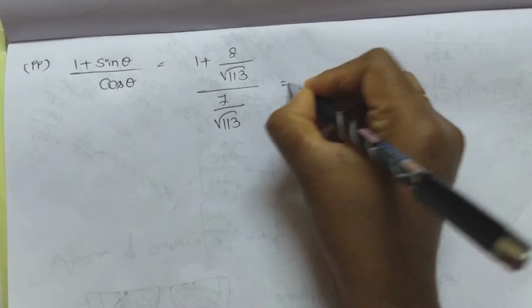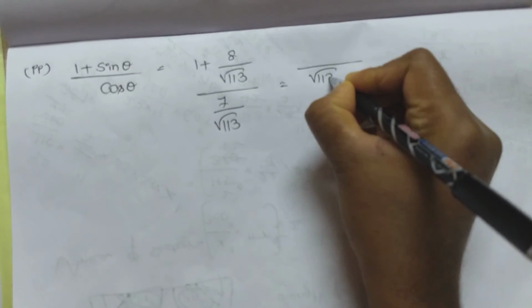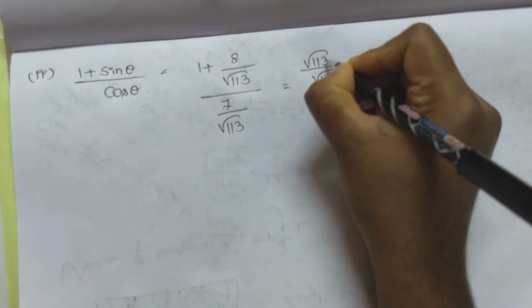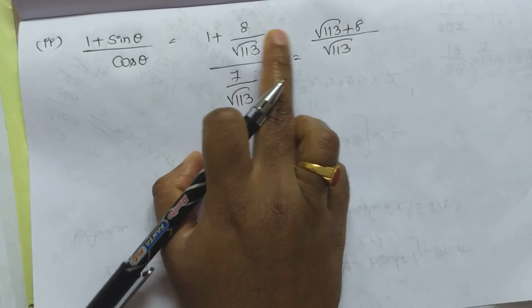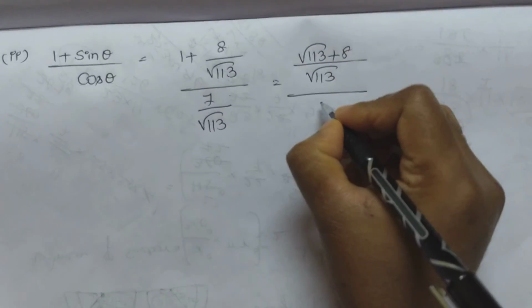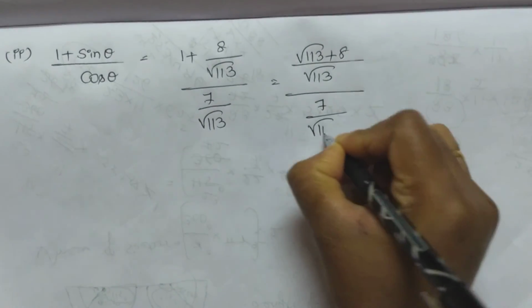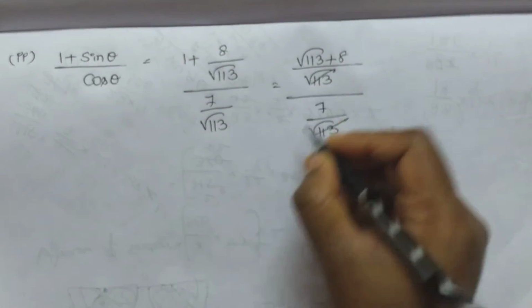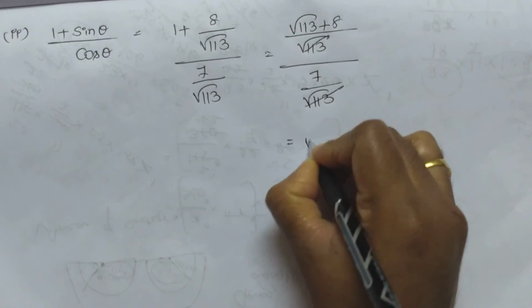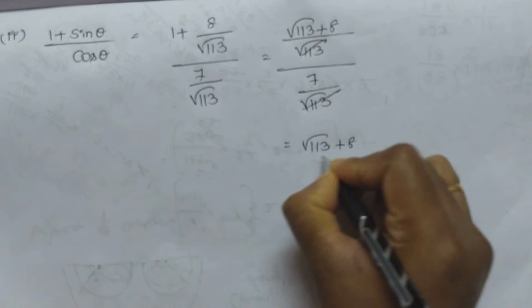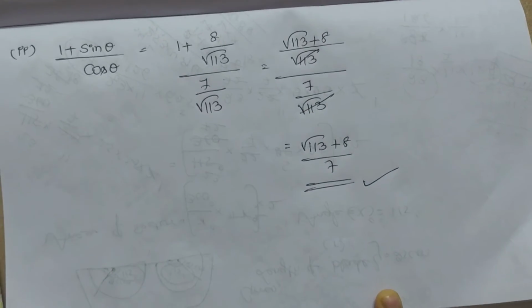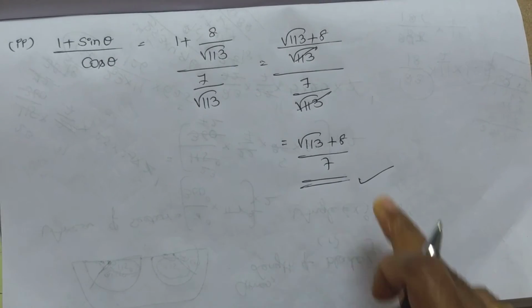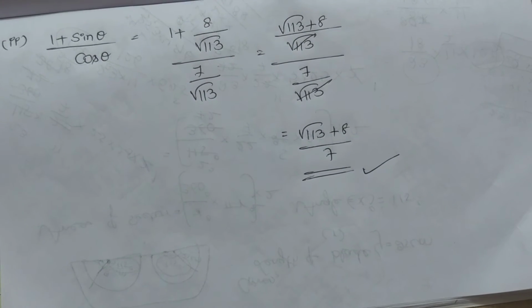So here this can be written as, I am taking here LCM as root 113. It becomes root 113 plus 8. Correct? So root 113 into 1, it becomes root 113 plus 8 will be common. So by, what can I write here? By 7 by root 113. So root 113 and root 113 will be cancelled off. So it becomes root 113 plus 8 by 7. So this is the solution for sub question 2. Sub question 1 solution is 49 by 64. Sub question 2 solution is root 113 plus 8 by 7.